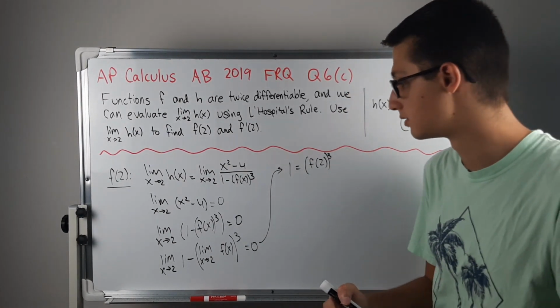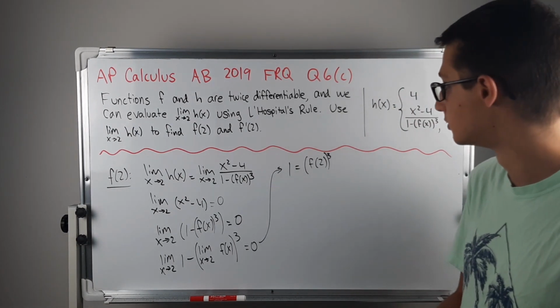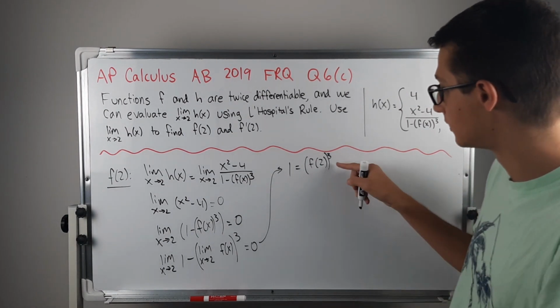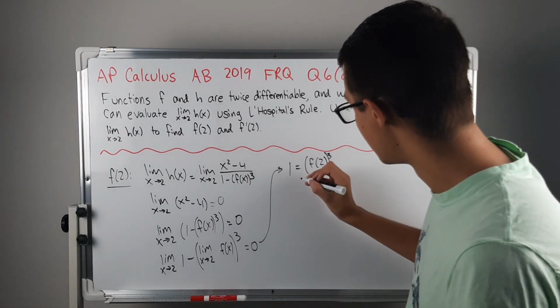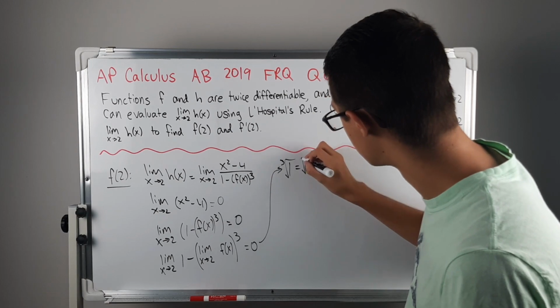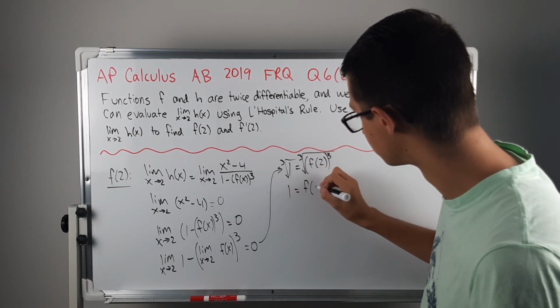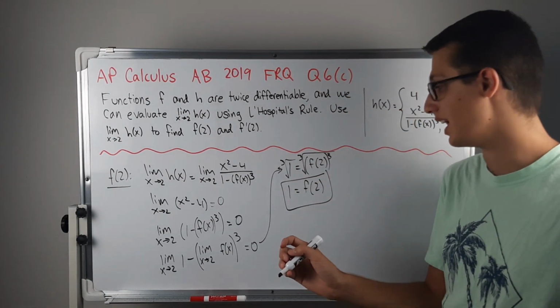So 1 is equal to f of 2 cubed. Do we know anything else about f of 2? I don't think so. So actually, what we can do now is just take the cube root here and the cube root there, and then what we get is just 1 is equal to f of 2. And that's it. So we found f of 2.